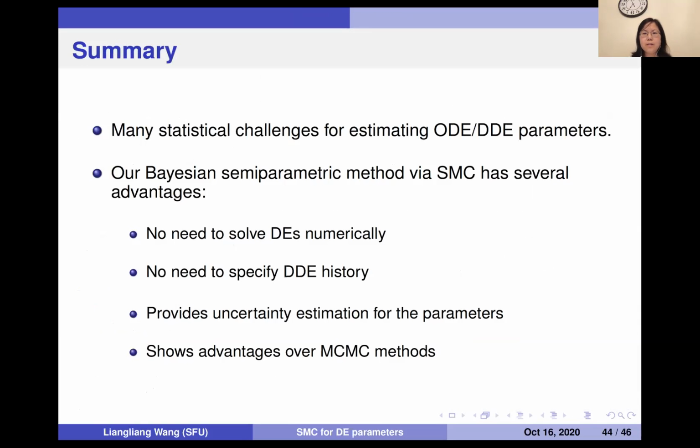So to summarize, there are many challenges for estimating the DDE parameters. Our Bayesian semiparametric method using SMC has several advantages. First, we don't need to solve the differential equations numerically, and we don't need to specify the DDE history, and it can provide the uncertainty estimate. And it also shows some advantages over the MCMC methods, using the same moves and with the same computational cost.